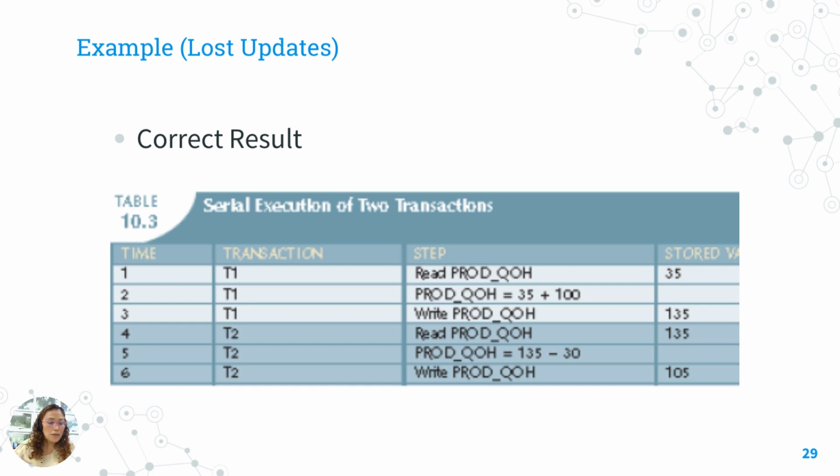So transaction one at time one reads the product quantity on hand to be 35 units. Since you purchased 100 units, 35 plus 100, the product quantity on hand will then be updated to 135. Once transaction 1 is terminated or has been completed, then transaction 2 can read the product quantity on hand, which is now currently 135, and sell 30 units. So you are going to deduct 30 units from the product quantity on hand. Your current product quantity on hand will now be 105. So this is how you correctly implement the update for the same data item.